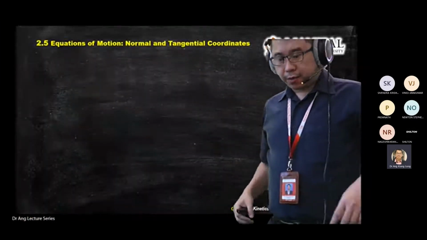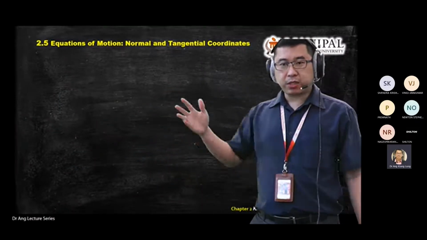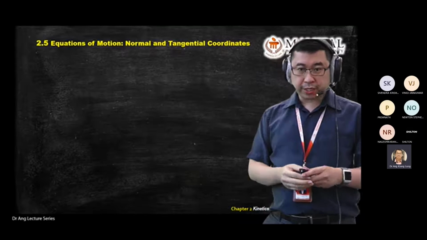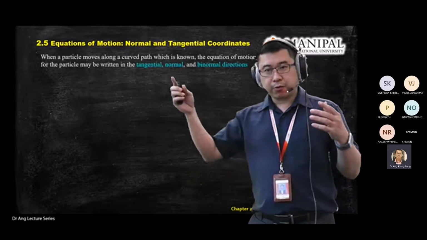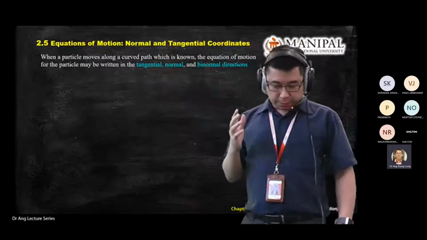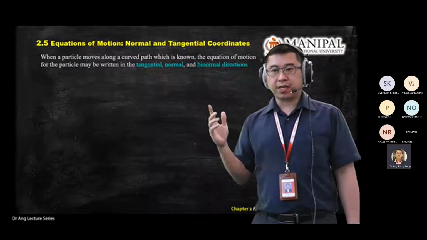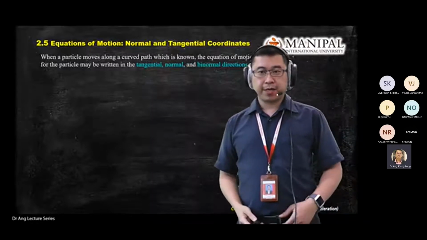Now, we will take F equal to ma into normal and tangential coordinates. If you look at the name normal and tangential, it means that the object is moving in a circular motion or curved linear motion. All right.